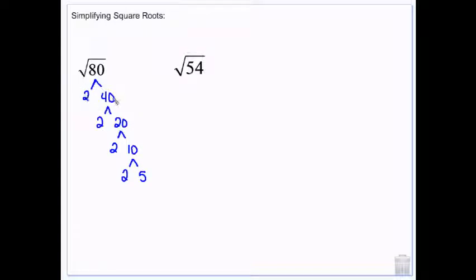I make my factor tree. 80 is 2 times 40. 40 is 2 times 20, 20 is 2 times 10, and 10 is 2 times 5. Every pair of matching numbers is a perfect square. So we have 2 perfect squares. These numbers come outside of the radical.